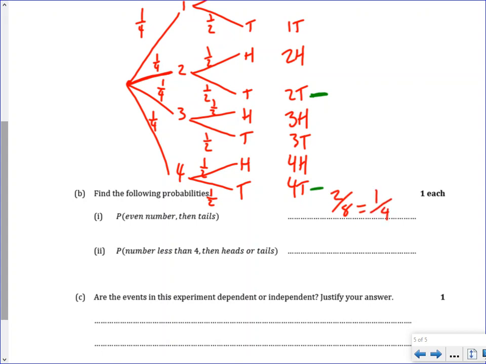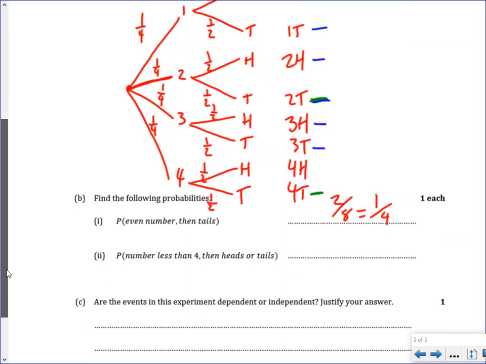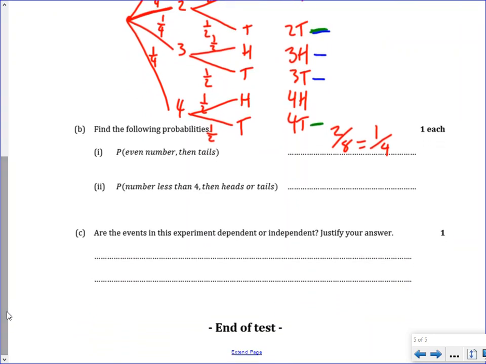And the other one, a number less than 4, then heads or tails. Looking at this one, the number just needs to be less than 4. So it could be that one, that one, that one, that one, that one, that one. 6 over 8. If the number just needs to be less than 4, it doesn't really matter if it's heads or tails. So 6 over 8 equals 3 over 4. Just note in this question, it didn't say that you need to simplify these fractions, so I'm just doing that for the sake of simplifying, but you don't need to.